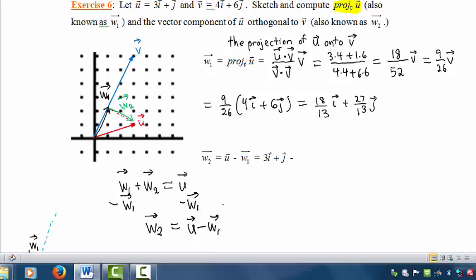W1. U is 3i plus j. W1, the projection vector, is what we just got done computing a moment ago. The result of which is 21/13 i minus 14/13 j.